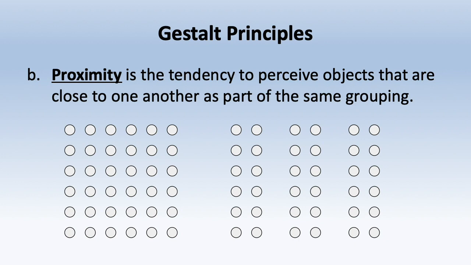Another principle is proximity. This is a tendency to perceive objects that are close to one another as part of the same grouping. So for example, if you look at these dots or circles on the left, you will assume that they're all part of the same group because they form a square that are grouped together. Whereas the ones on the right, you see that they're organized into three columns. So you might assume that these are three different sections. So that is the principle of proximity.